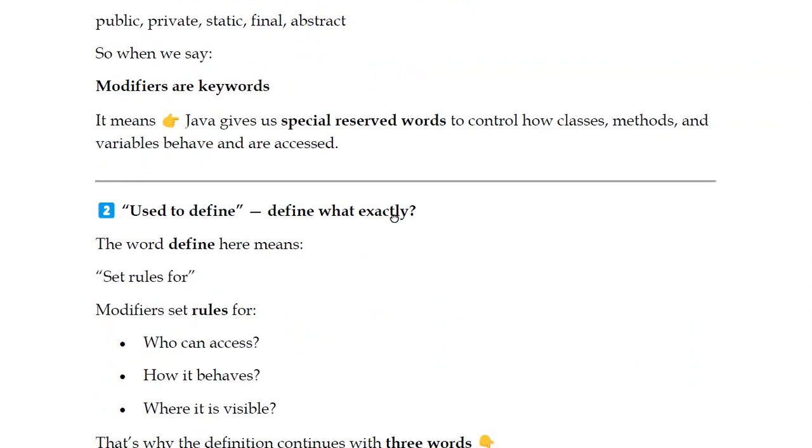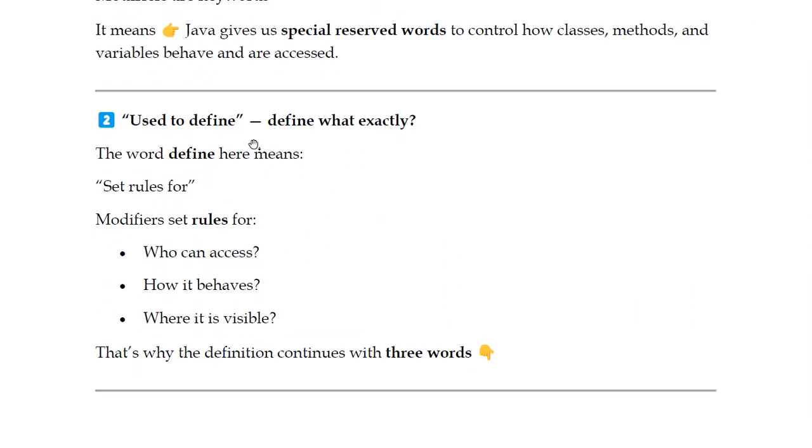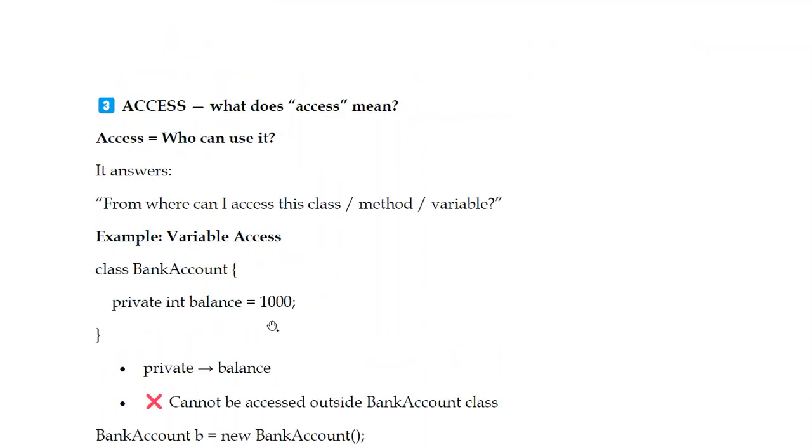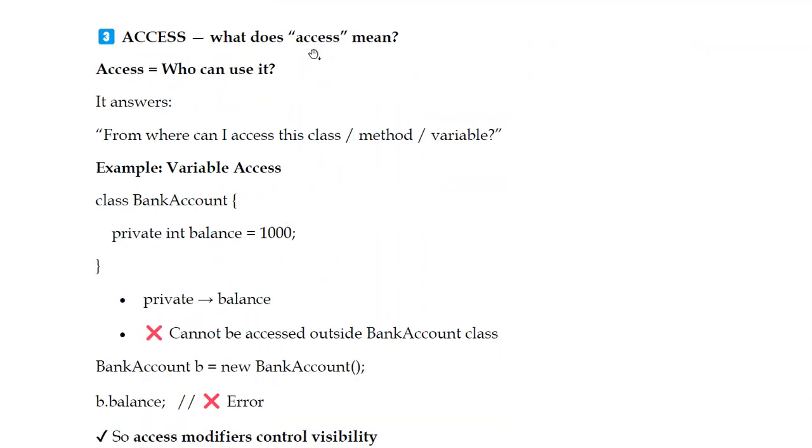Next point: used to define what? Modifiers define set rules for who can access, how it behaves, and where it is visible. These three terms we will discuss now. These three sets of rules are defined by modifiers: who can access, how it behaves, where it is visible. Next, who can access? I told you.